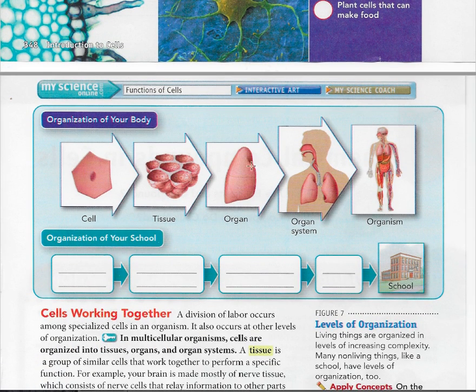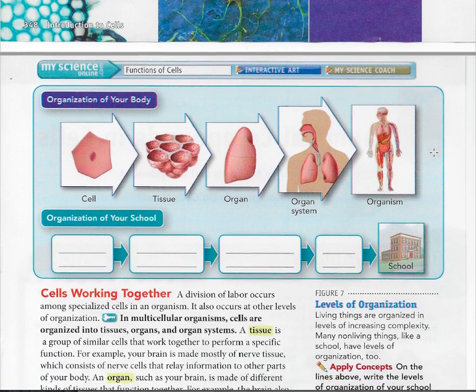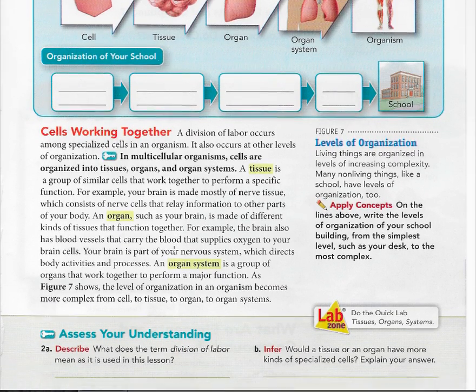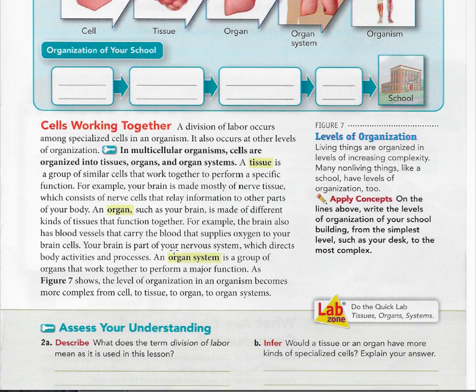Cells make up tissues, make up organs, organ systems, organism. Talked about that before. Talk about it a little bit more here. Cells working together. A division of labor occurs among specialized cells in an organism. It also occurs at other levels of organization. In multicellular organisms, cells are organized into tissues, organs, and organ systems. A tissue is a group of similar cells that work together to perform a specific function.